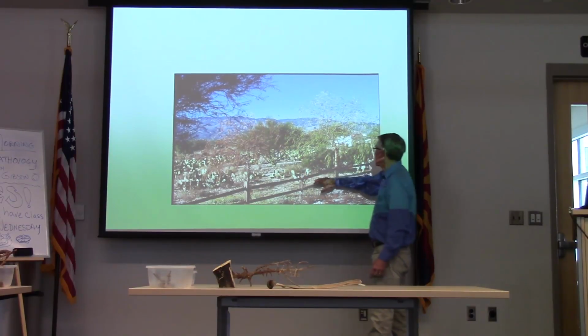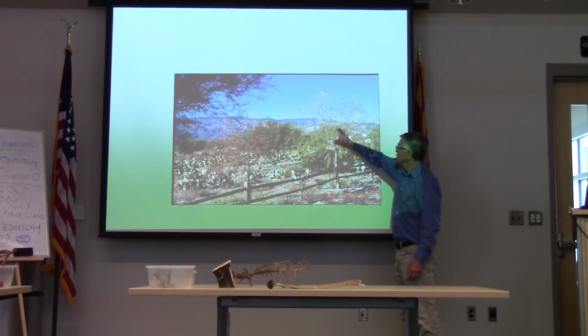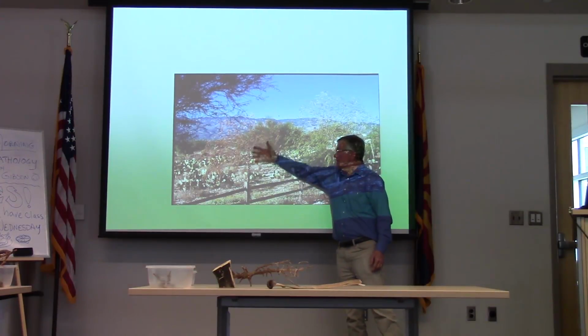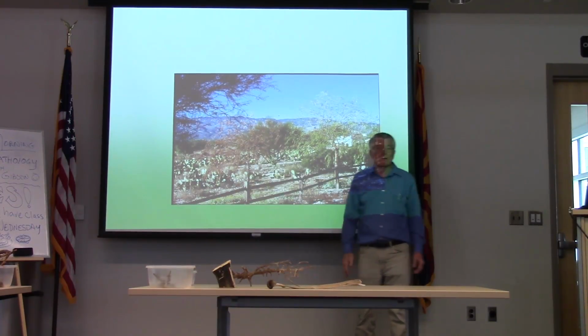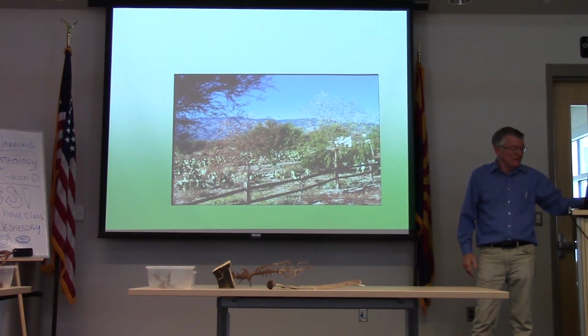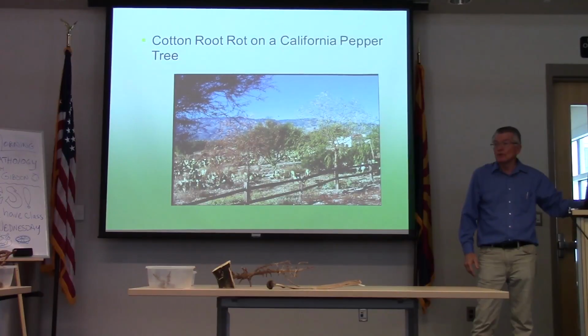Here's another example of a tree here that is dead because of it. Here's another tree here that's affected, that's dying. Typically, when we see a dead tree that dies quickly and the leaves stay on the tree, we pretty much know that we're dealing with cotton root rot.